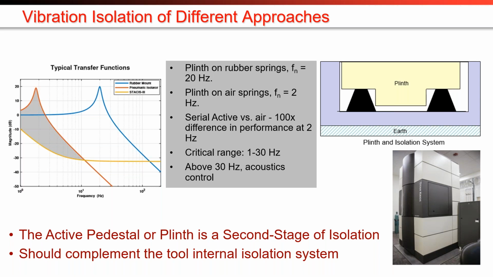So this shows a couple of different transmissibility curves for different plinth types. In the top right, it's a little bit of a busy chart, but you have a concrete plinth supported on, say, very stiff rubber pads, and that would be the blue curve. The blue curve, horizontally, is the frequency range from 1 hertz to 200 hertz. And in the vertical axis, anything above 0 is amplification, below that is isolation. So the blue curve is a plinth on rubber pads.